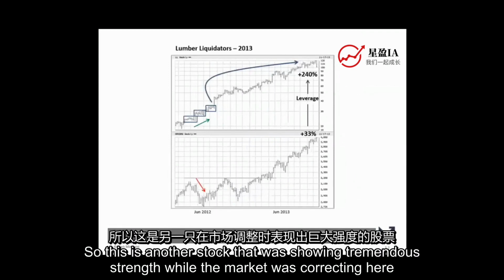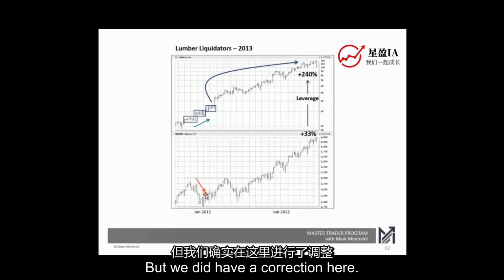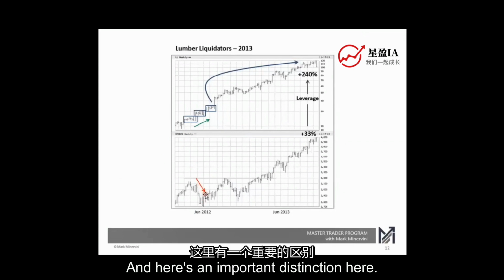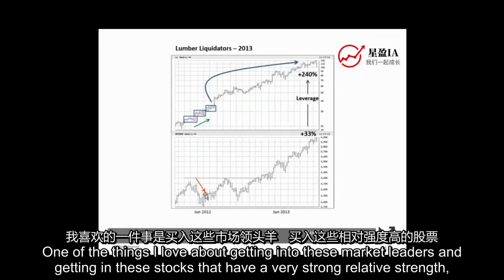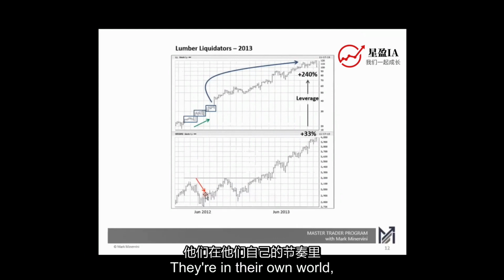Here's Lumber Liquidators. So this is another stock that was showing tremendous strength while the market was correcting here. It wasn't a big bear market in 2012, but we did have a correction here. And here's the important distinction. One of the things I love about getting into these market leaders, stocks that have very strong relative strength, high alpha, is that they're in their own world. They're in their own earnings cycle.